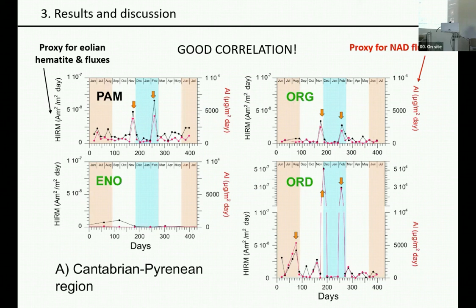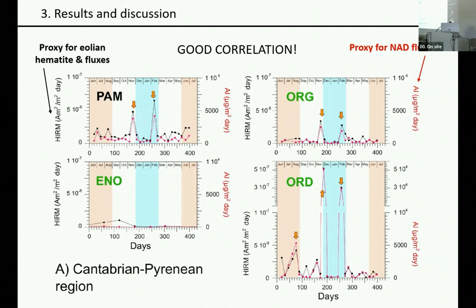Here we show just an example for the Cantabrian Pyrenean region, where we compare in black on the left-hand side of the diagrams the hard IRM, which is a proxy for aeolian hematite. We compare this with the flux of aluminum, which is a proxy for North African dust. In black, this urban site in Pamplona, and in green, these three natural background sites. And we see that the correlation between both parameters is quite good.